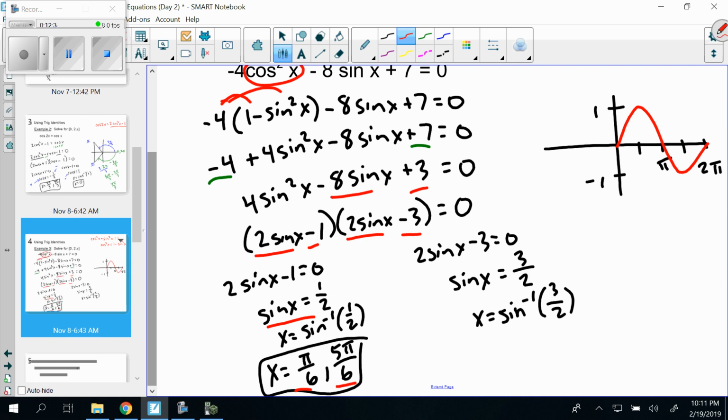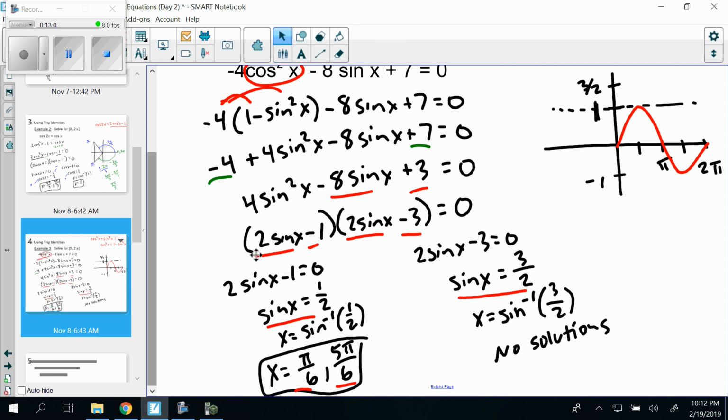If you put the other factor equal to 0, you're going to get sine x equals 3 halves. If you try inverse sine of this one on your calculator, you're not going to get any solutions; you're going to get an error. And the reason being, can sine x equal 3 halves? No. What's the highest that sine x ever gets? It's 1. 3 halves would be up here somewhere, and our graph never passes through that value. So there are no solutions from that one. Only two answers on this one: pi over 6 and 5 pi over 6.